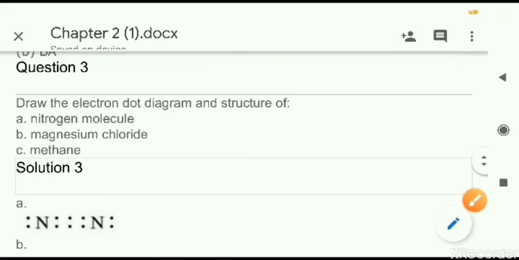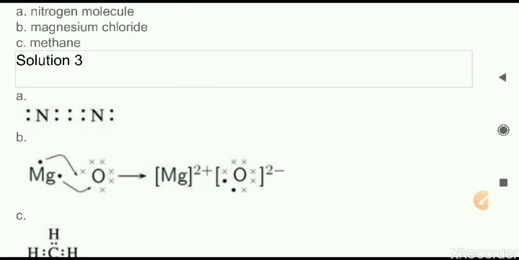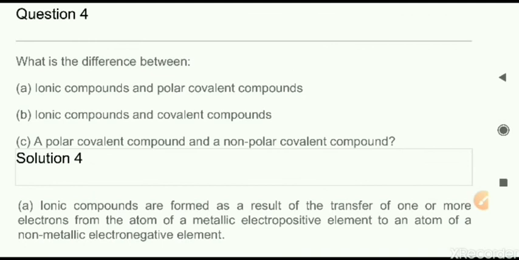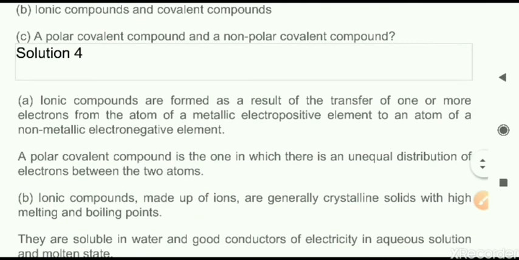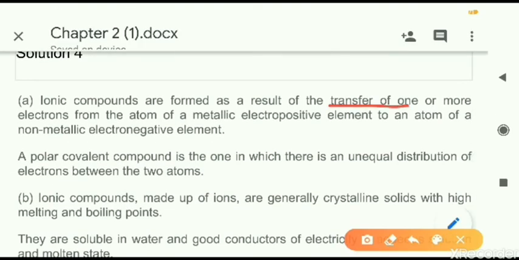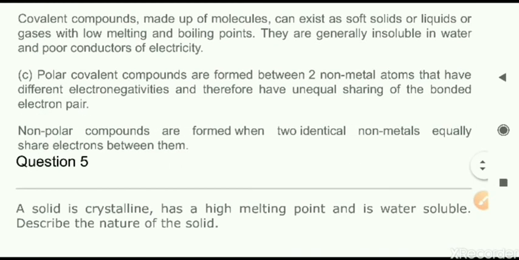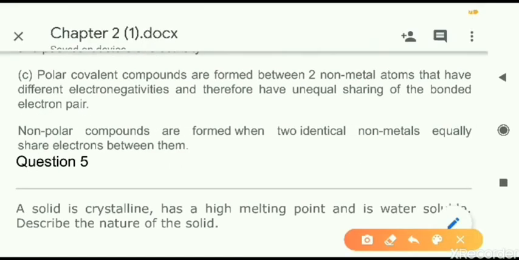Next one, we have question number 3. Draw the electron dot diagram for these molecules, which you can draw using the valence electrons. They can be easily drawn. Question number 4, you have to tell the difference between ionic and polar covalent compounds. Ionic compound is formed as a result of transfer of electrons. On the other side, in a polar covalent compound, there is unequal distribution of electrons. Next, ionic compound and covalent compound, you have to tell the difference based on physical properties. Next, C part, polar and non-polar ones. Similarly, one has unequal sharing, and one has equal sharing of electrons between the participating atoms.